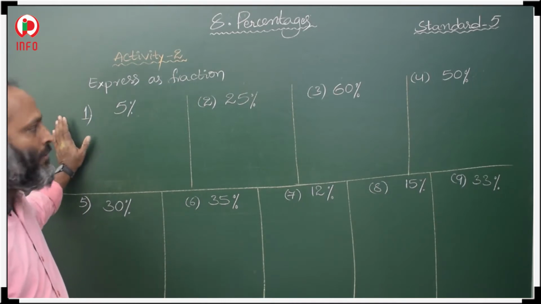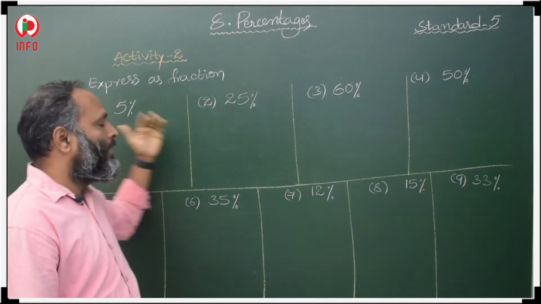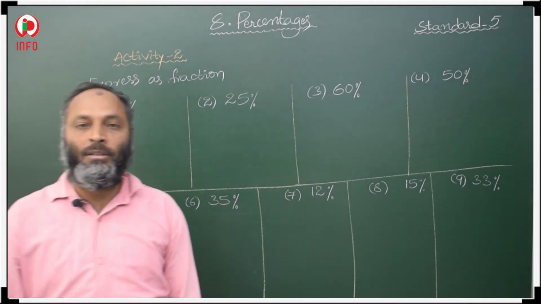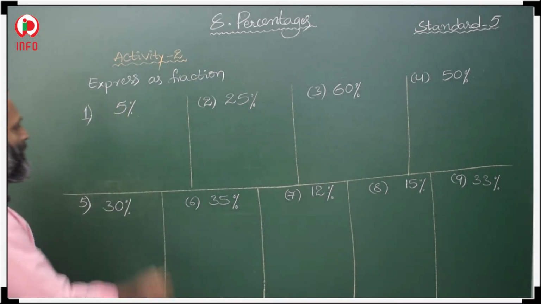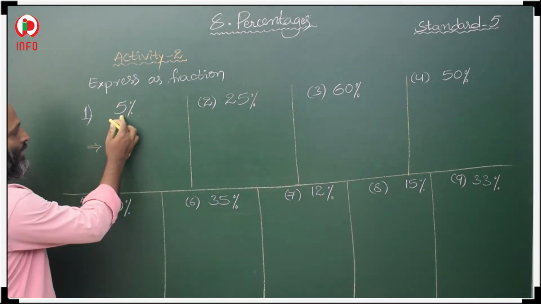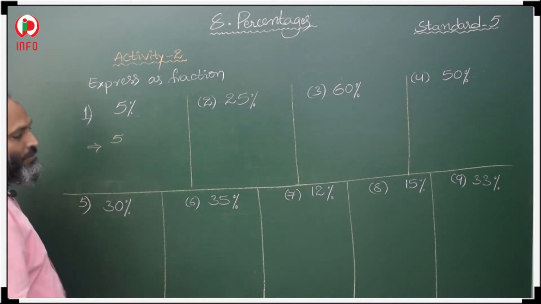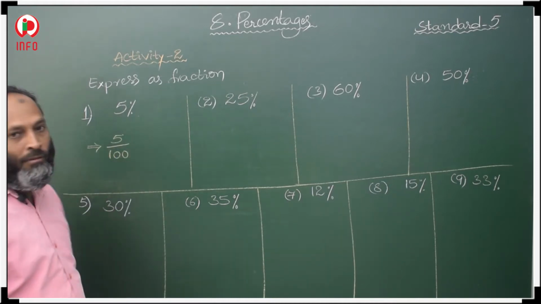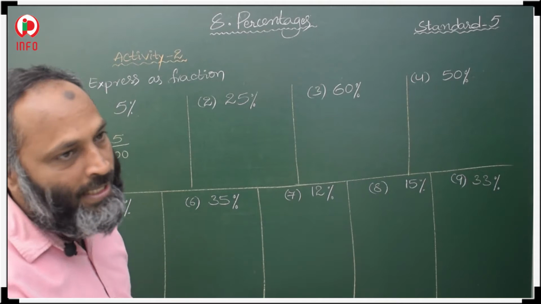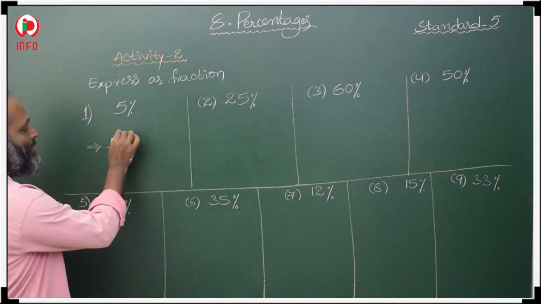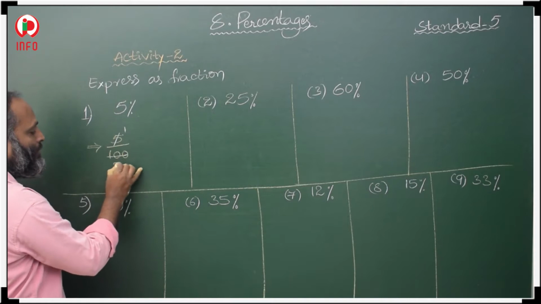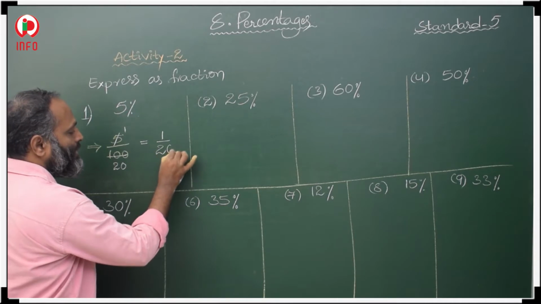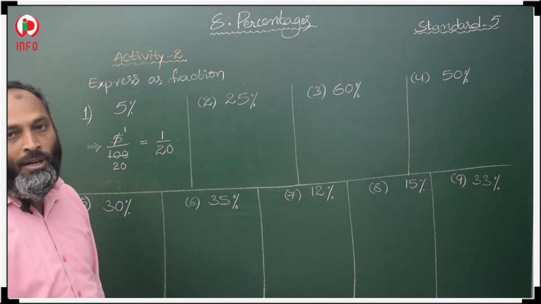Now in activity 2, express as a fraction. Here a percentage is given, and we have to express it as a fraction. First we take the given percentage and divide it by 100: 5 by 100. If any cancellation is possible, cancel it. 5 ones are 5, 5 twos are 10 and a 0. It is 1 by 20. 5% in fraction is 1 by 20.